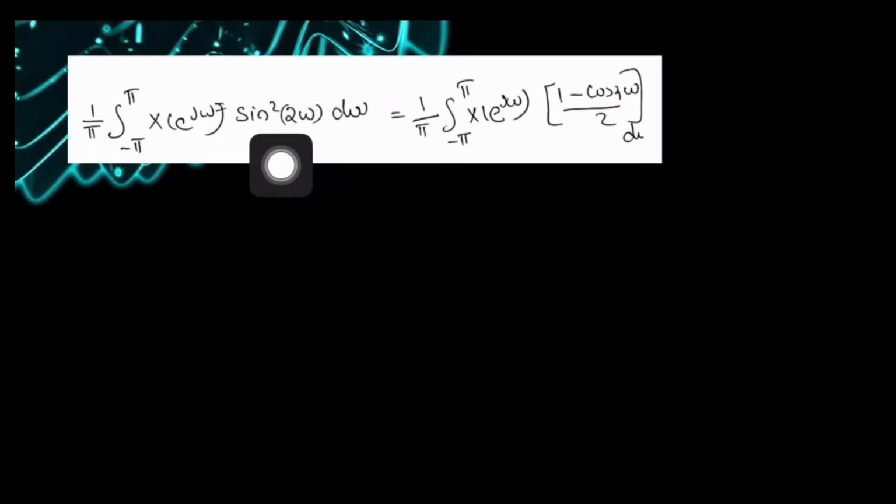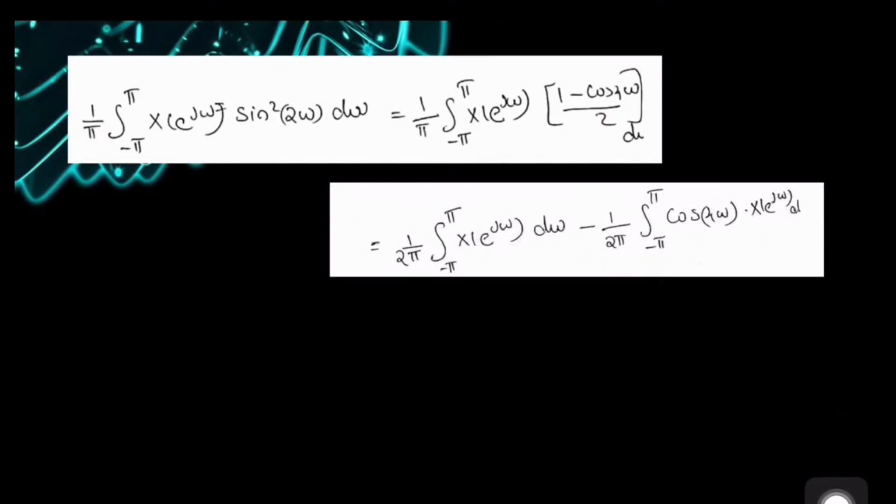Here you can see a trigonometric term sine square 2 omega which can be expressed as 1 minus cos 4 omega by 2. Correspondingly, our desired term can be modified as 1 by pi integral minus pi to pi x of e raised to j omega 1 minus cos 4 omega by 2 d omega. By rearranging these, we get 1 by 2 pi integral minus pi to pi x of e raised to j omega d omega minus 1 by 2 pi integral minus pi to pi cos 4 omega x of e raised to j omega d omega.